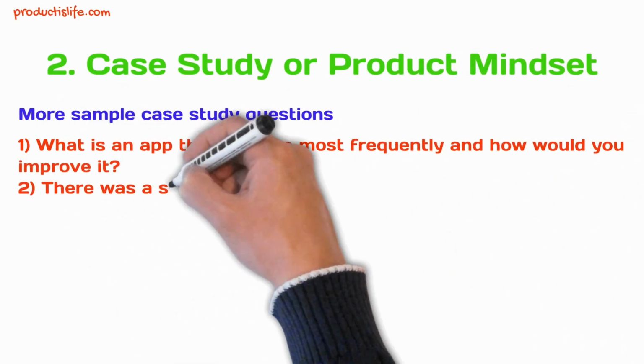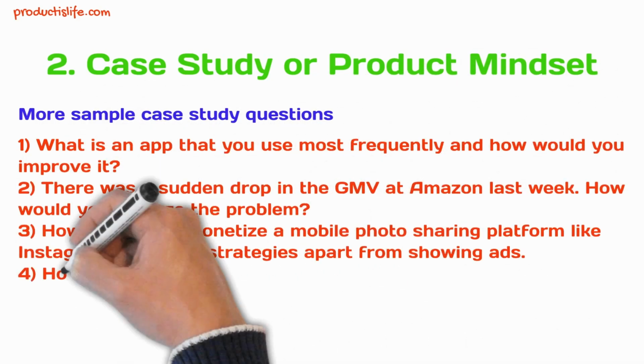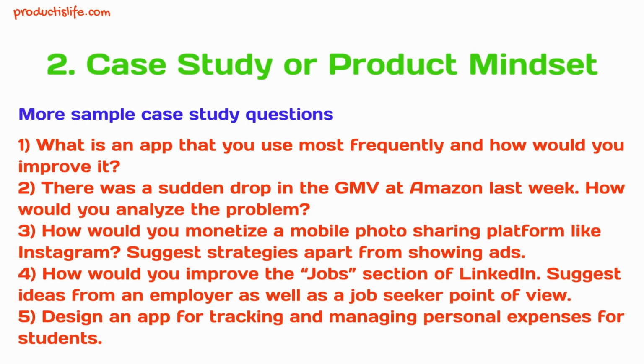We already mentioned the first two examples: what is an app that you use most frequently and how would you improve it, and there was a sudden drop in the GMV at Amazon last week. How would you analyze the problem? Another case study could be how would you monetize a mobile photo sharing platform like Instagram and suggest strategies apart from showing ads. We all know that ads is the obvious revenue stream.